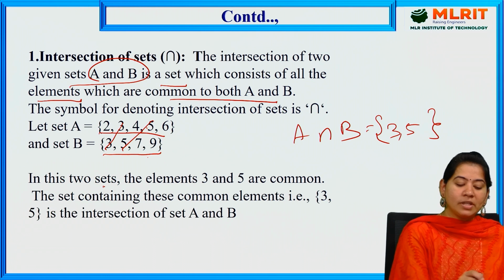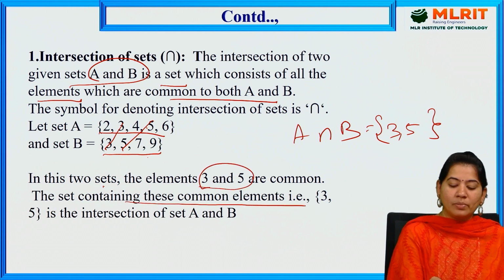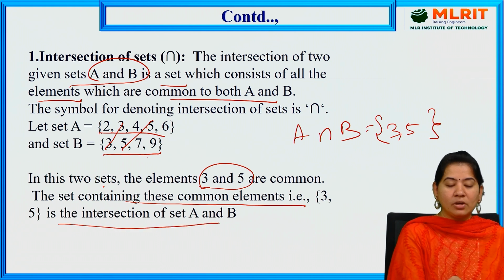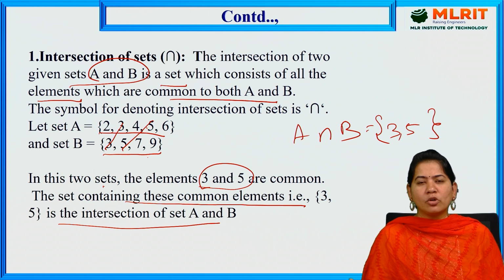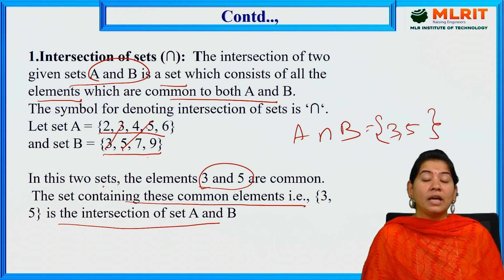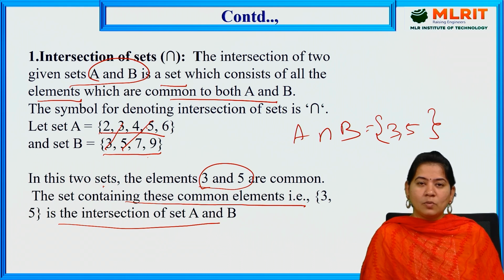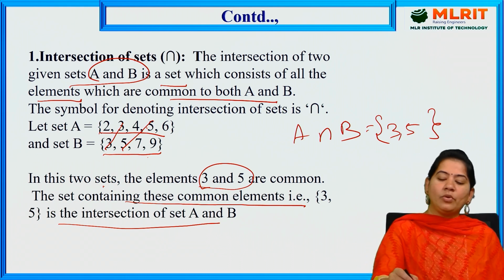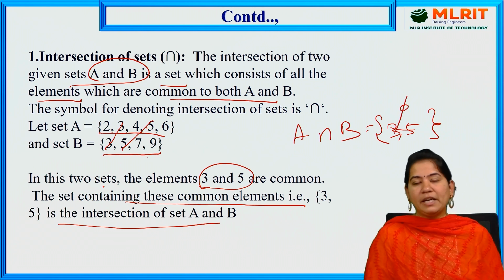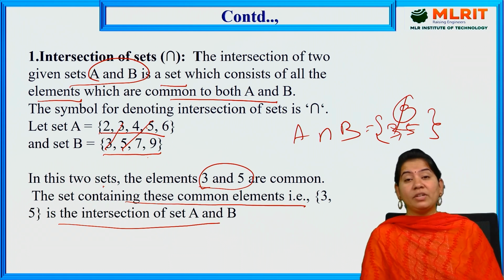In these two sets, the elements 3 and 5 are common. The set containing these common elements, 3 and 5, is the intersection of set A and set B. You can have any number of common elements: either 1, or 2, or more than 5 elements. Or sometimes you cannot have even one common element. At that time you can write it as phi. So A intersection B is phi, meaning as you didn't get any common element, we write it as phi, and we say the sets are called disjoint sets, which we discussed in the last session.